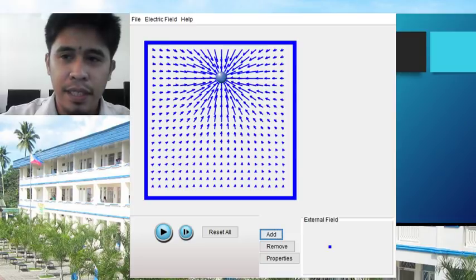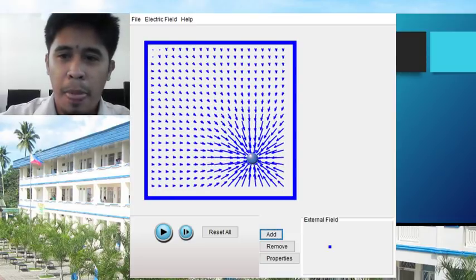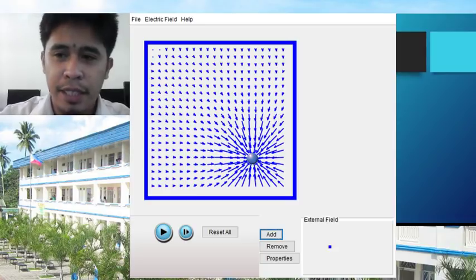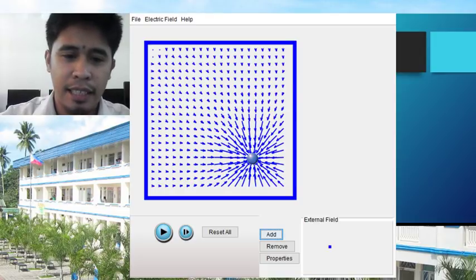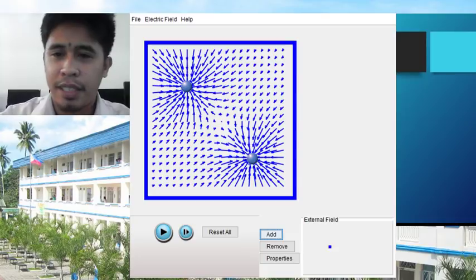Notice the electric field surrounding the negatively charged particle. Now, how would this particle react if another negatively charged particle is added? Notice, again, the electric field of the other negatively charged particle.